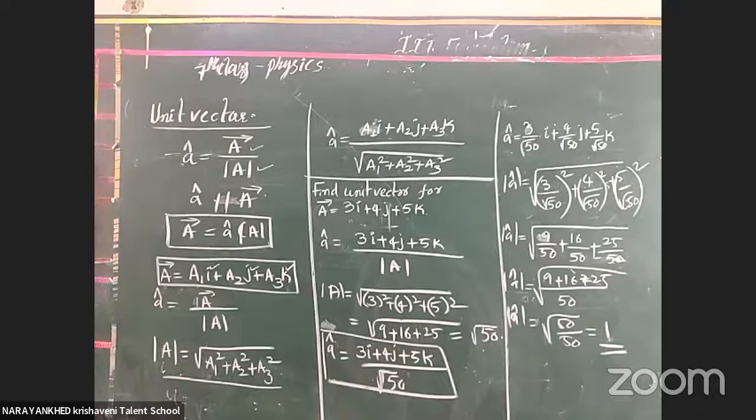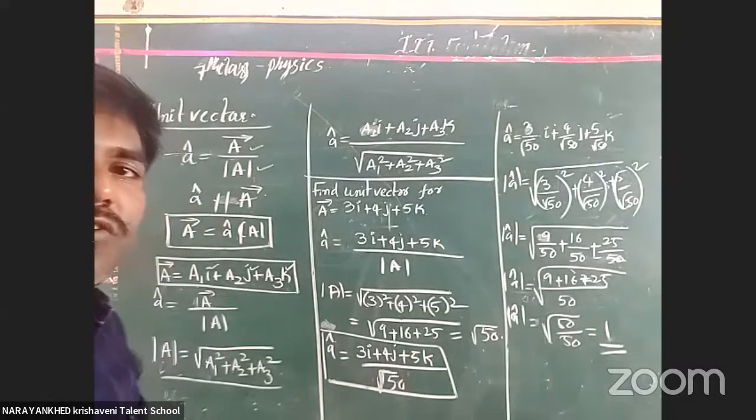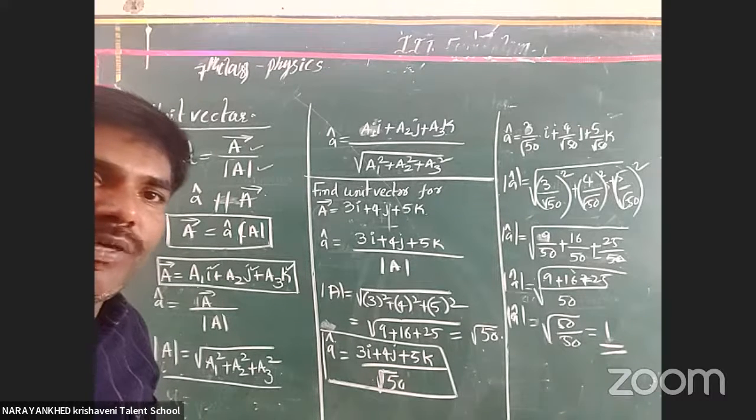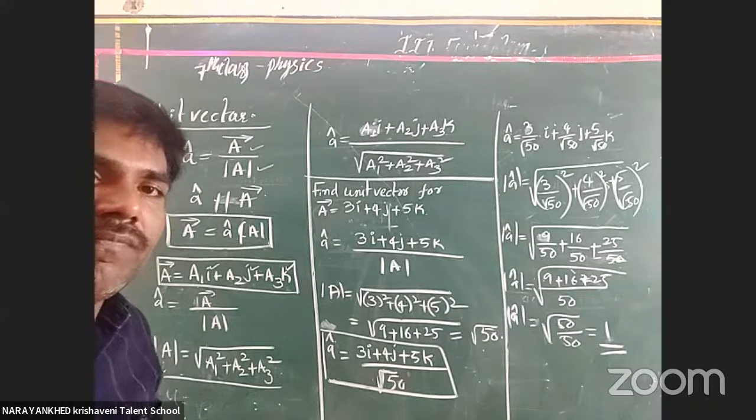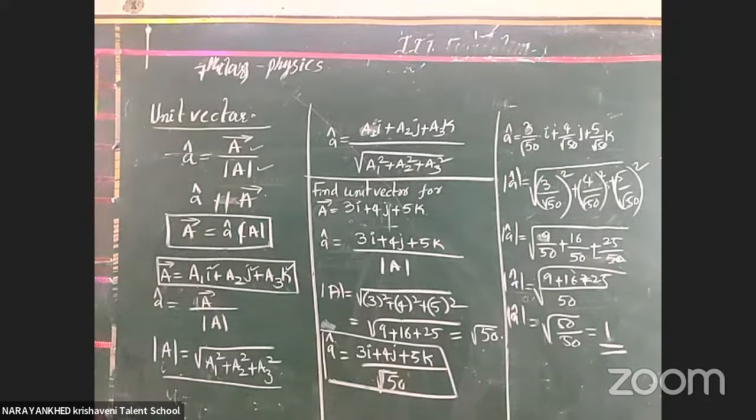Understood, everyone? Is this understood or not? Please give me a response. Next one: the zeroth vector.